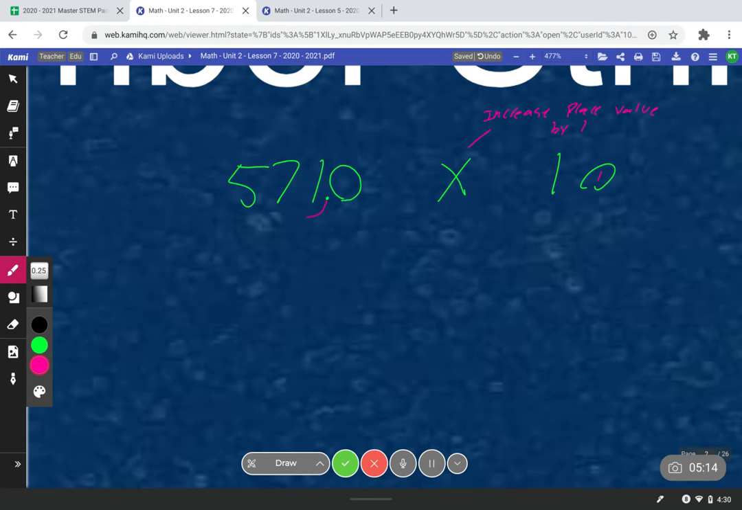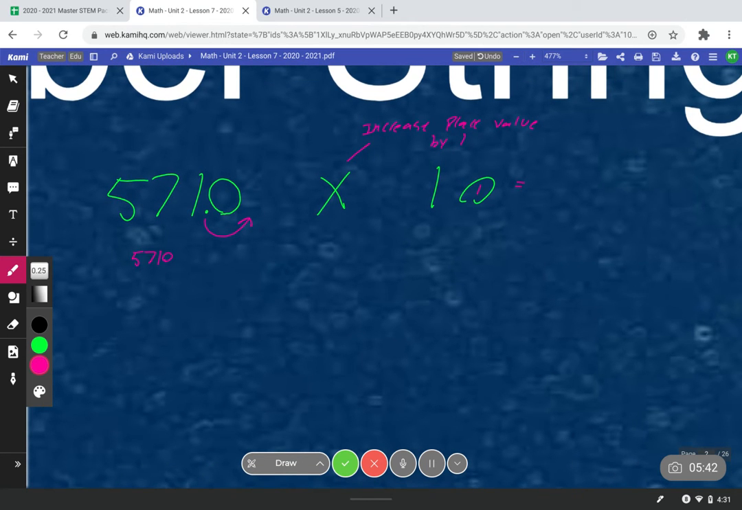So if I move my decimal to the left, that would become 57 and 1/10. That is clearly smaller than 571. So I know it doesn't go to the left, just using process of elimination and logic. So I'm going to move it to the right. That increases my place value. So 571 multiplied by 10 is 5,710.